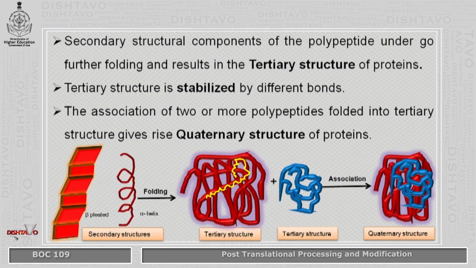The secondary structural components of the polypeptide undergo further folding and result in a tertiary structure of proteins. Tertiary structure is stabilized by different bonds, which include hydrogen bonds, disulfide bonds, electrostatic interactions, and hydrophobic interaction. Tertiary structure is considered to be the most stable biologically active protein. The association of two or more polypeptides folded into tertiary structure gives rise to the quaternary structure of proteins.